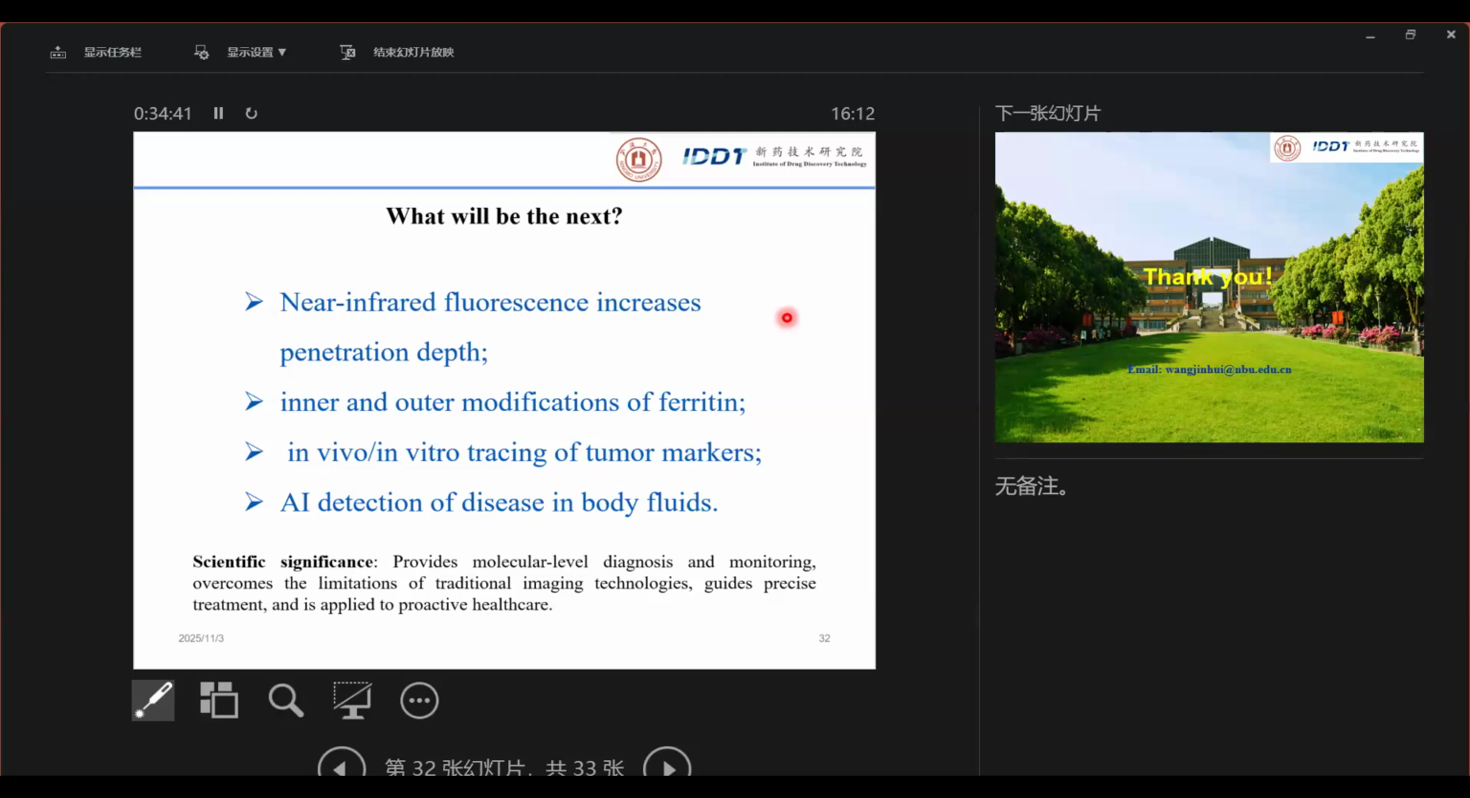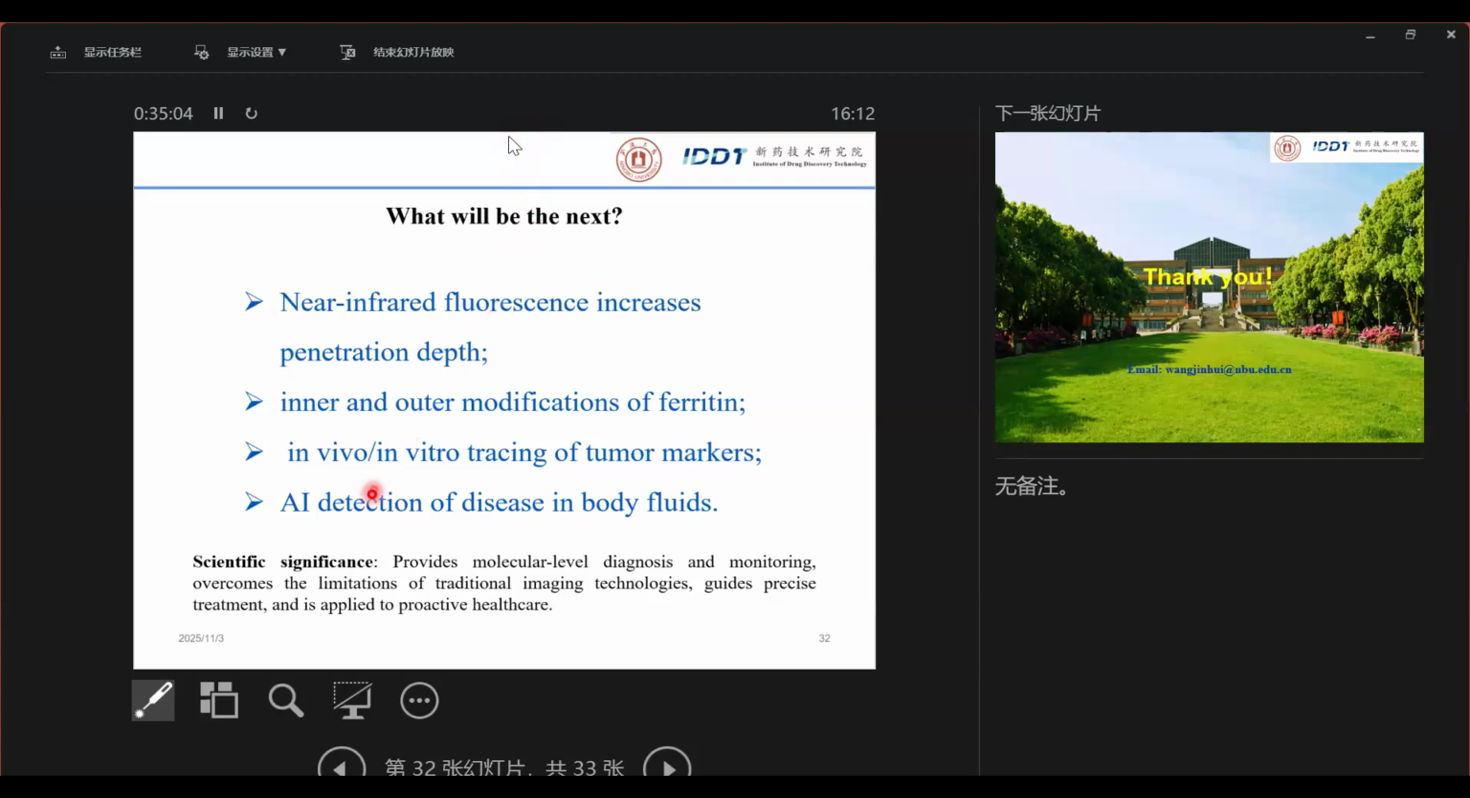And for normal people, like at home, you can check for a specific cancer, especially for people who have chronic diseases. We want to check the level of this kind of biomarker. So that is our future work.